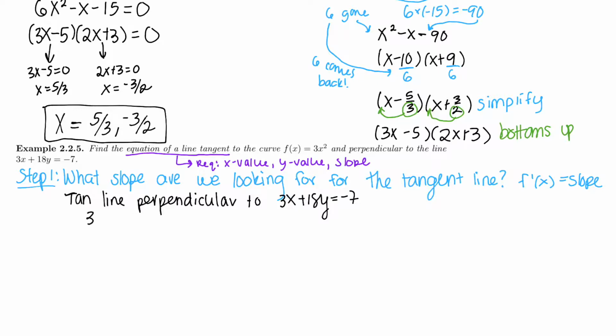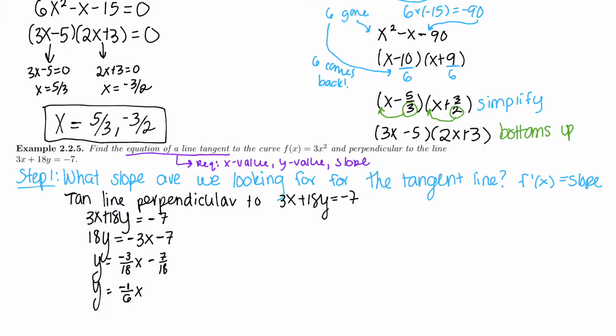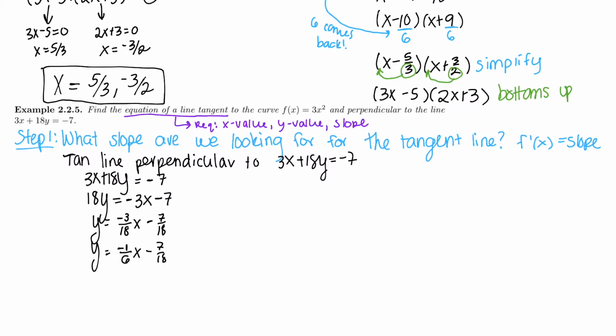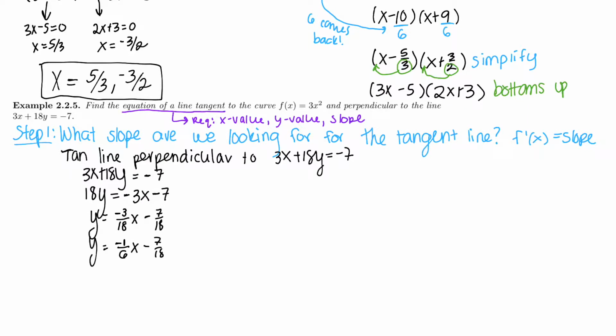So taking 3x plus 18y equal to -7, we're going to solve for y. So we subtract the 3x on both sides. 18y equals -3x minus 7. Divide both sides by 18. So we have -3 over 18 x minus 7 over 18. Simplifies to -1/6 x minus 7 over 18. This is the slope of that line.